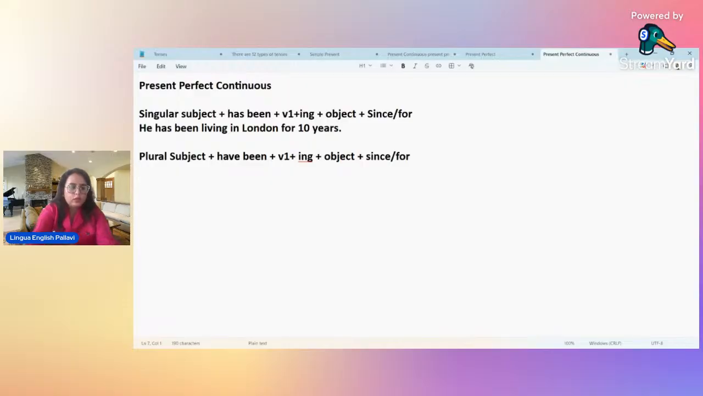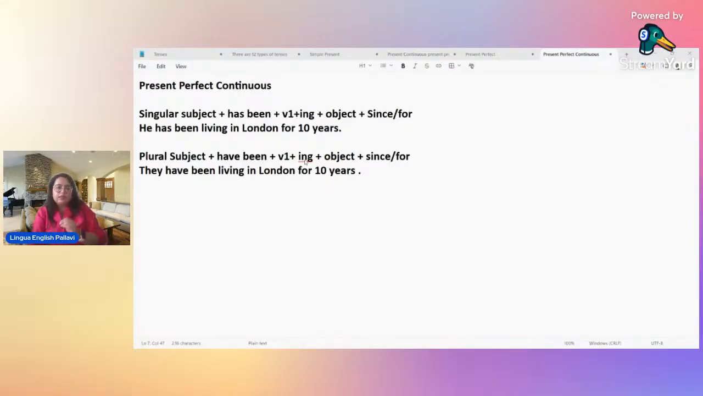So it is they have been living in London for 10 years. Since I will use like since morning I'm studying, so I have been studying since morning. Okay, so I can use since in that way. So singular subject plus has been plus verb first form plus ing plus object plus since or for.